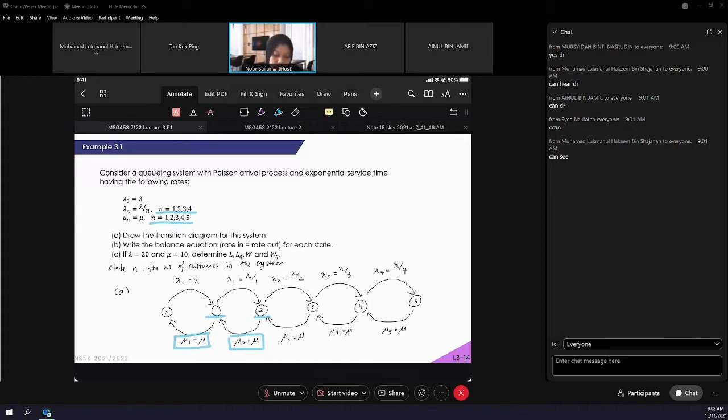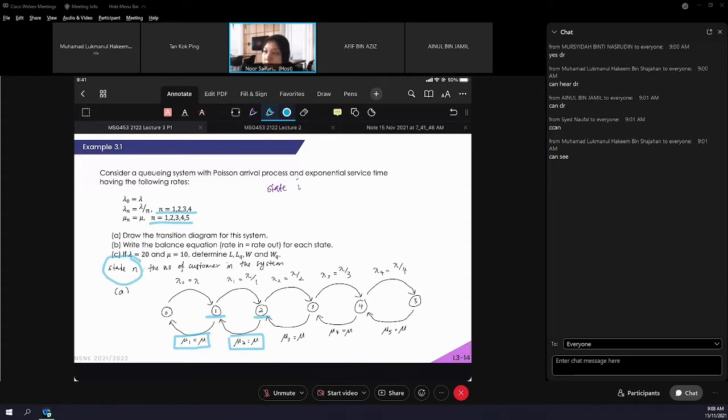Okay, so since this is your transition diagram, so first you need to define. Okay, so in our lecture we learned using the state i. Okay, so refer to your question. So if it gives you the state is in n, so you have to define your state n, right?